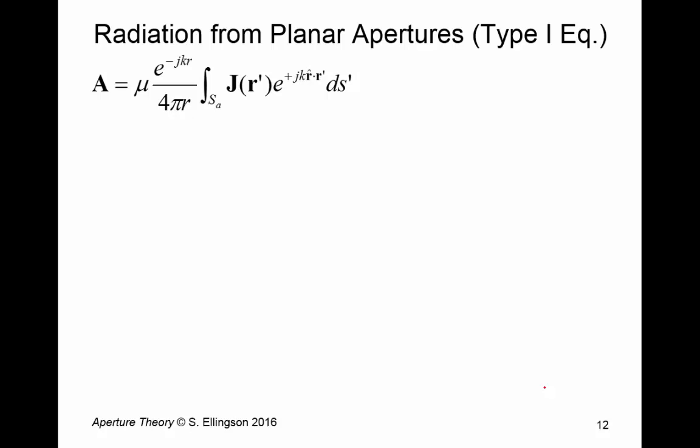All right, so let's talk about radiation from planar apertures. In other words, let's solve that problem of an aperture in a planar ground screen. Now, if we use type 1 equivalence, which is always usable, there's no question about that, we're going to simplify it to a type 2 thing later. But type 1, if we just work it out, here is the expression for the magnetic vector potential, which hopefully you recognize from a previous lecture. And remember, this is for the far field condition.